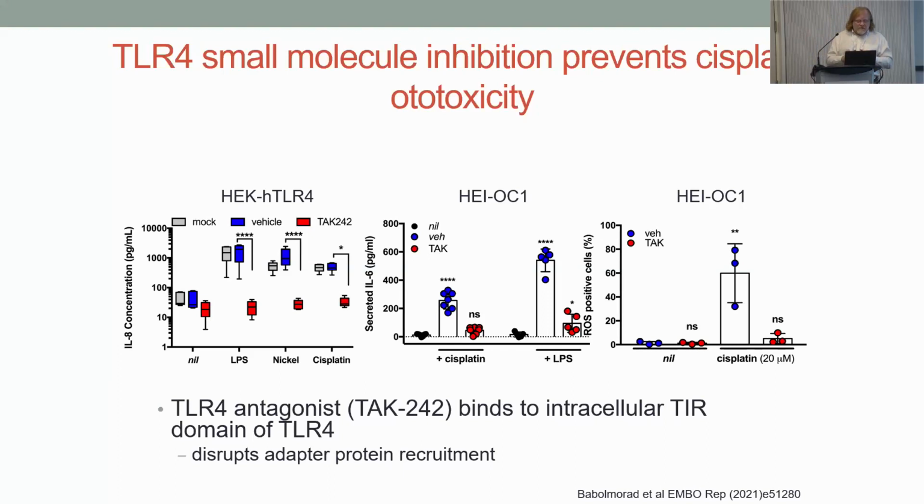And this is the result of that work, showing that TAC242, a Takeda compound, also known commercially as Restoravid, can actually reduce cisplatin toxicity. As a TLR4 inhibitor, it binds to the intracellular TIR domain of TLR4 and disrupts adaptor protein recruitment, allowing for less cell death and less cell toxicity. We've also looked at rapidly dividing cells to see if using a TLR4 inhibitor would also impact cancer cell death, and it doesn't. So this provides us some early evidence that we may be able to deal with this particular problem with existing drugs. There are lots of TLR4 inhibitors out there.